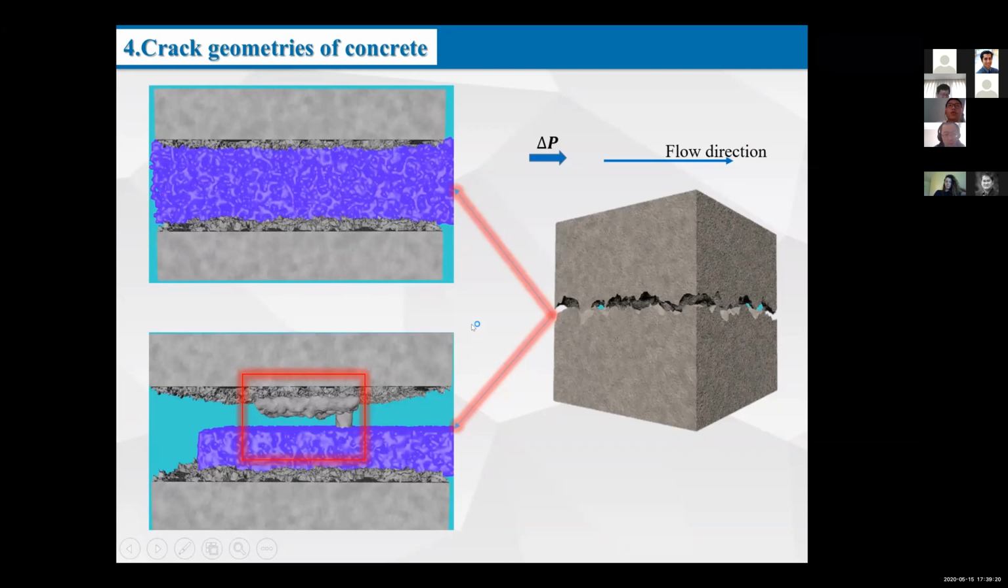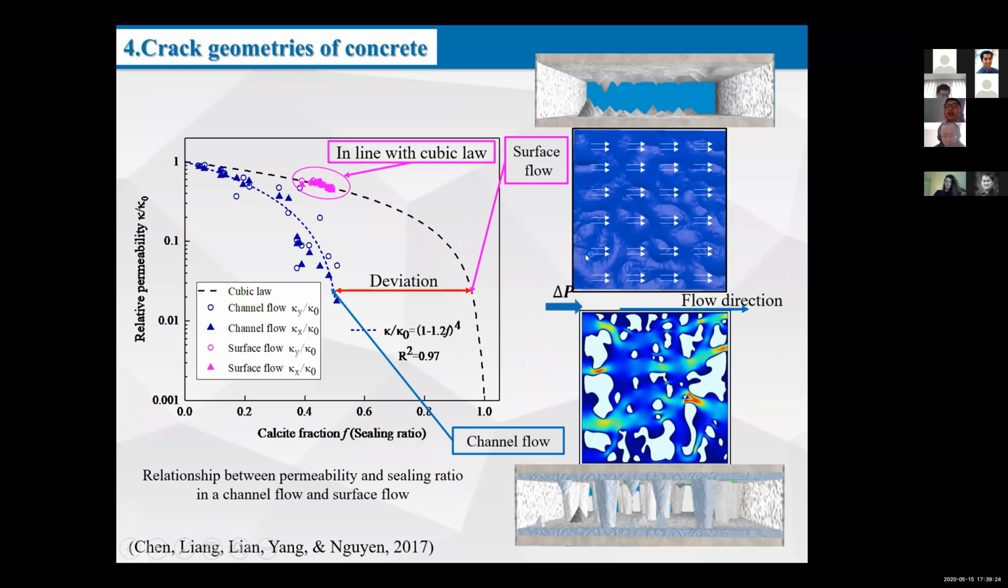Research from Chen showed that when there is not any obstacle, it will result in a surface flow. When there are many obstacles in the crack, the surface flow will transform to canal flow. It will result in a deviation between the cubic law and the experimental data, and there is a decrease between them at the same K-share fraction.